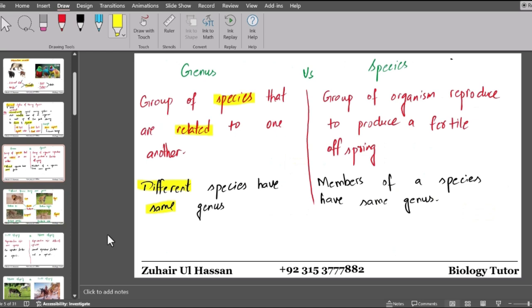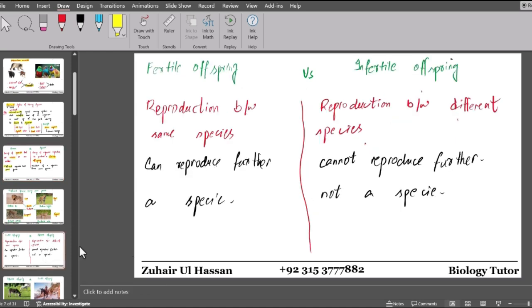If we talk about the species, it is a group of organisms that reproduce to produce fertile offspring. First of all, understand how fertile offspring can be produced. There are two kinds of offspring: one is the fertile offspring, the other is the infertile offspring. If reproduction is taking place between two of the same species, then the offspring would be fertile, which means that offspring can reproduce further, and that offspring would be known as a species.